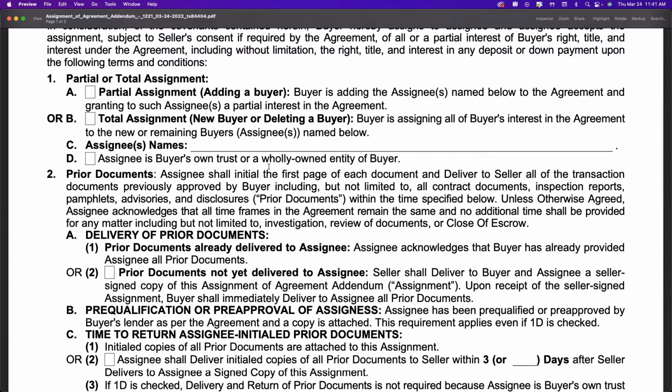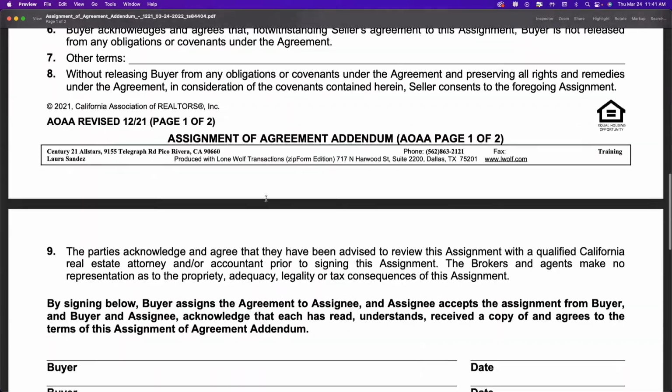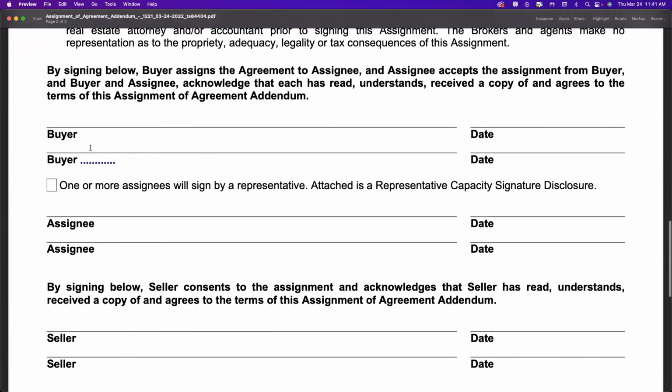So I will have Angel's name here as the assignee. And when we sign down here at the bottom, Angel and I will both sign as the original buyers, and then Angel will sign again as the assignee. Now what we've just done is removed me from the purchase, and the whole purchase is 100% Angel now instead of 50-50. Angel, you unmuted. You had a question.